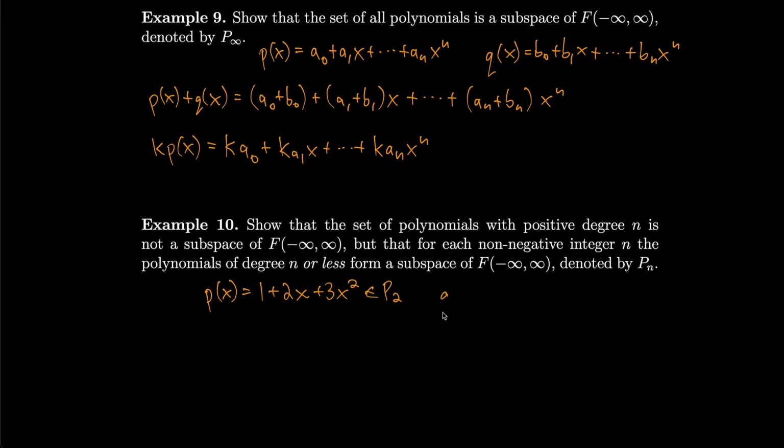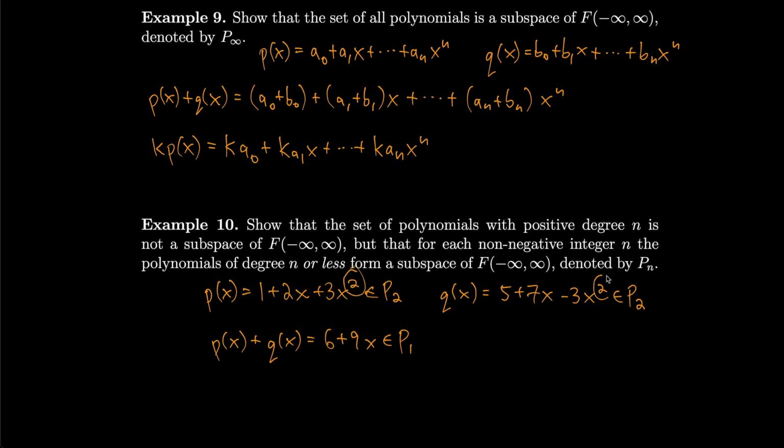And let's come up with q(x). That'll be 5 plus 7x minus 3x squared. That's also in P2. And notice if I take p(x) plus q(x), then that'll be 6 plus 9x, and that's in P1. So if we only look at polynomials with exact degree 2 and try to add those together, we could still come up with polynomials that'll have a lower degree, like 1, because we get some cancellation.